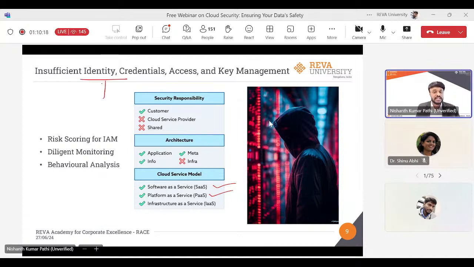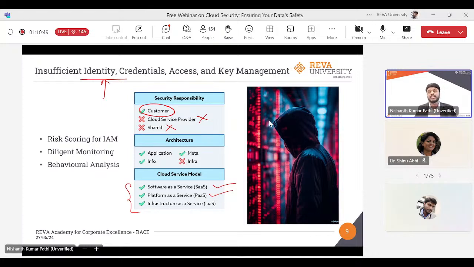Identity management, that is creating the users, giving permissions to the users on who should have what access, and maintaining their access keys, is still the responsibility of the customer. It is not the responsibility of the cloud provider. The cloud provider will not take responsibility, nor is it a shared responsibility. It is always the customer's responsibility, even if you are using SaaS, PaaS, or IaaS.